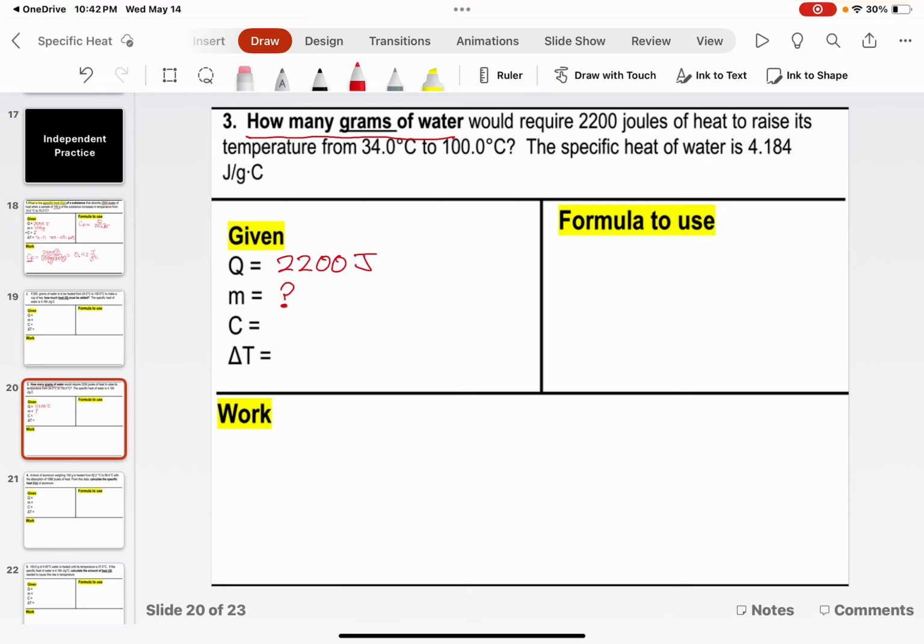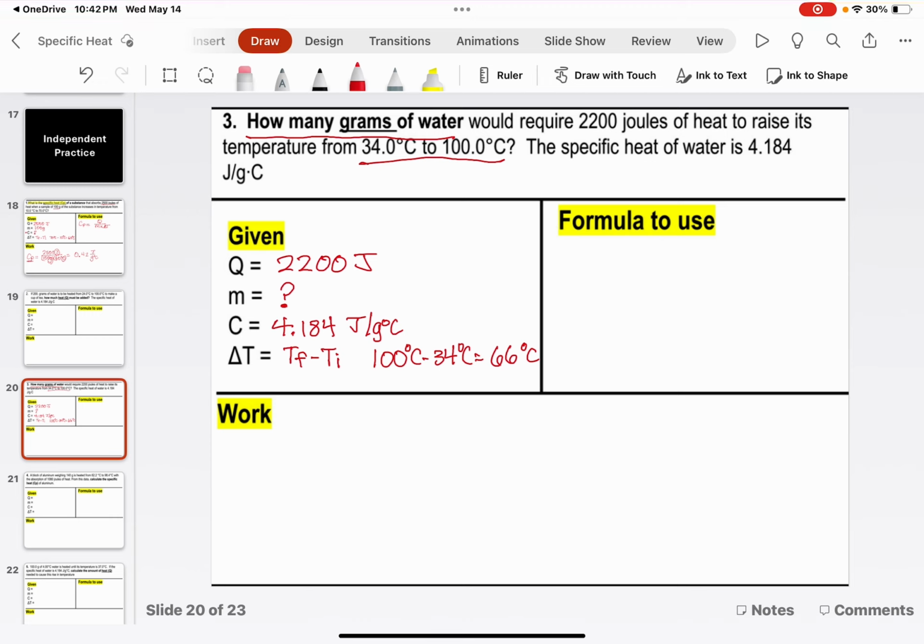And it says to raise the temperature from 34 to 100 degrees Celsius. So that's going to be my change in temperature. So remember, it's T final minus T initial. So it's going to be 100 degrees Celsius minus 34 degrees Celsius. That's actually going to be subtracted, and it's going to end up being 66 degrees Celsius. Okay. And then last but not least, it gives you the specific heat of water, which is 4.184 joules over grams times degrees Celsius.